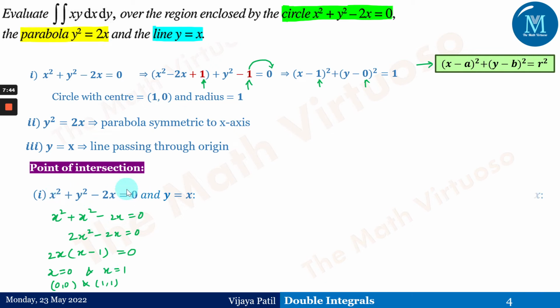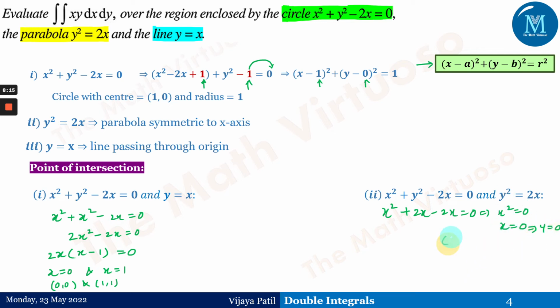Similarly, if you observe the circle and the parabola, x squared plus y square gets replaced as 2x, so 2x minus 2x equals 0. So we get x square equals 0, that is x equals 0. That means these two curves will intersect at x equals 0. If we put x equals 0, obviously we get y equals 0. That means the origin is one of the intersection points of these two curves.